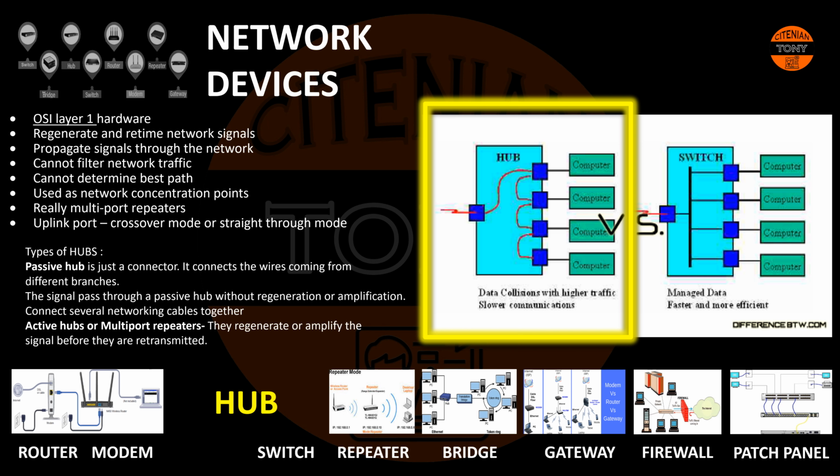Types of hubs. Passive hub is just a connector. It connects the wires coming from different branches. The signal passes through a passive hub without regeneration or amplification. Connects several networking cables together. Active hubs, or multi-port repeaters, regenerate or amplify the signal before it is retransmitted.